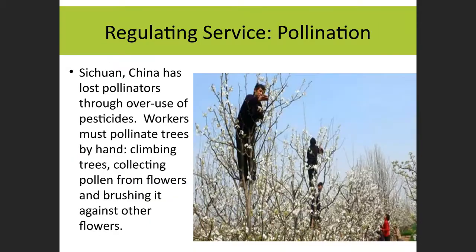And what happens when we mess with these systems? Well, just one small example: there's an area of China that's lost its pollinators due to overuse of pesticides. And so people have to hand pollinate the trees. As you can imagine, this is a very slow, laborious process. It only works if you're not paying people or if you're paying them very little. It's much more efficient to have a million bees flying around than to have people climbing trees to do this.